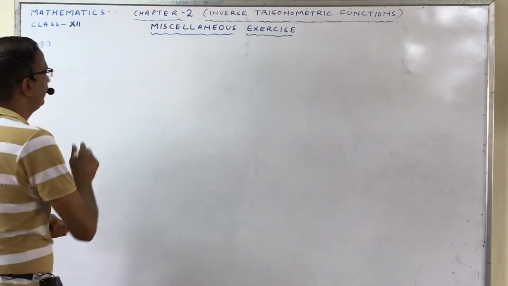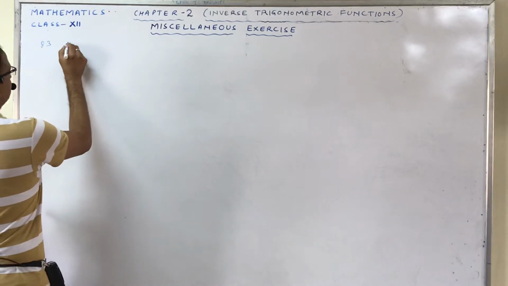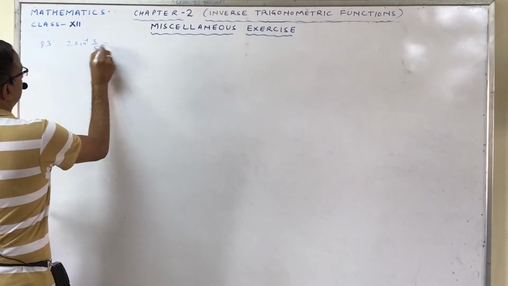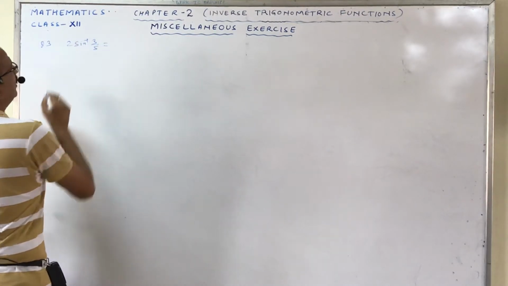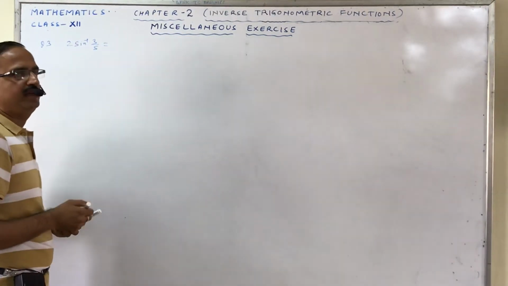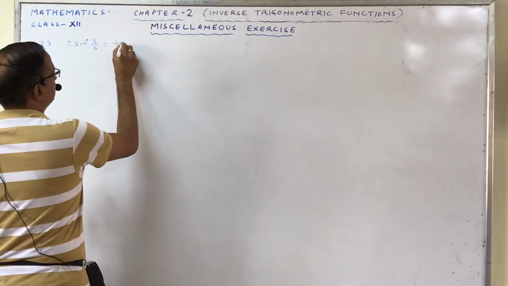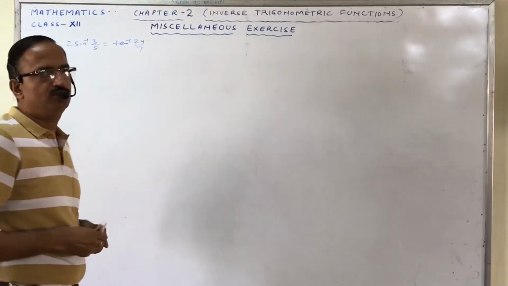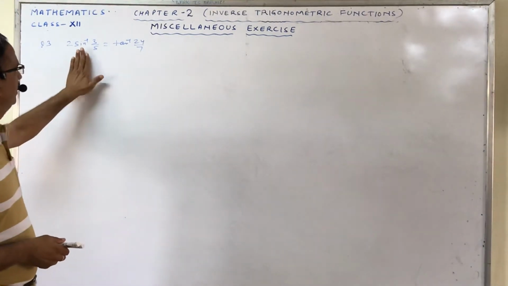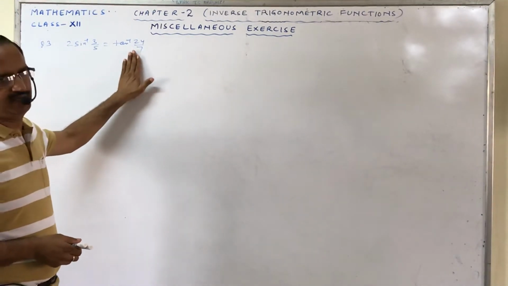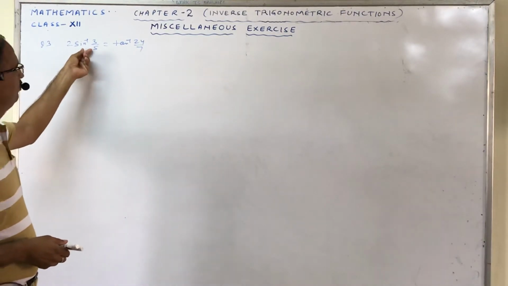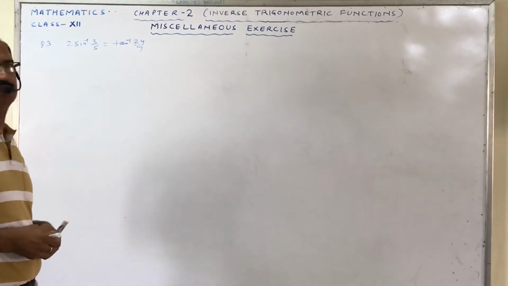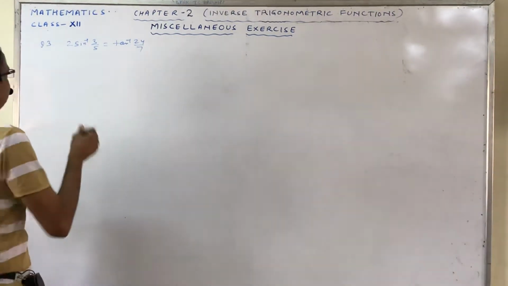2 sin inverse 3 by 5 equals tan inverse 24 by 7. So we have to prove that the left hand side equals the right hand side. It means we have to convert this sin inverse in the form of tan inverse. So let us start with the left hand side.